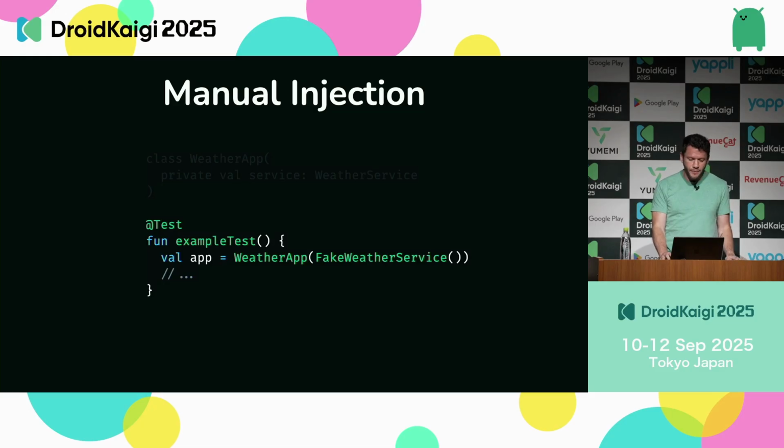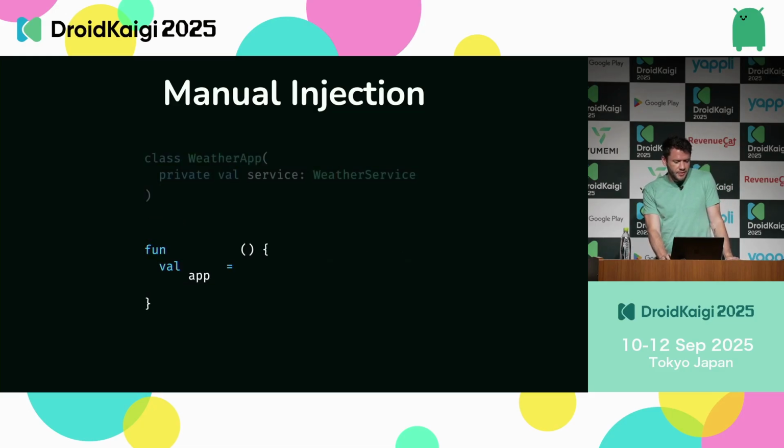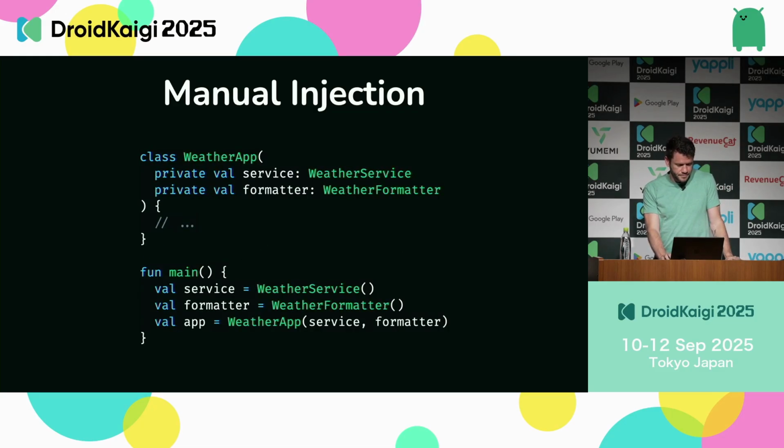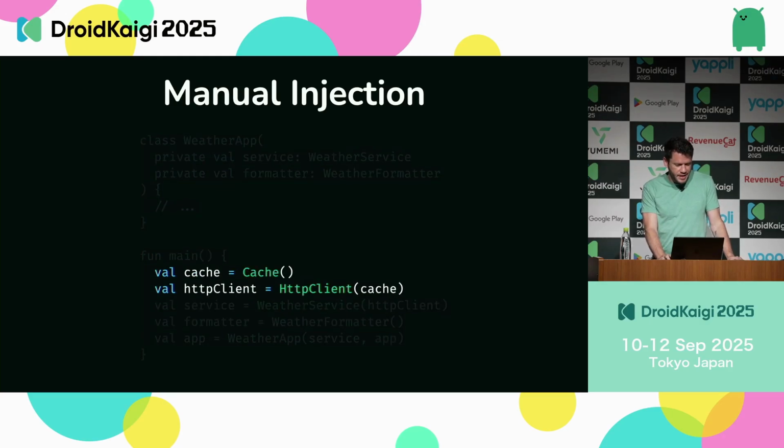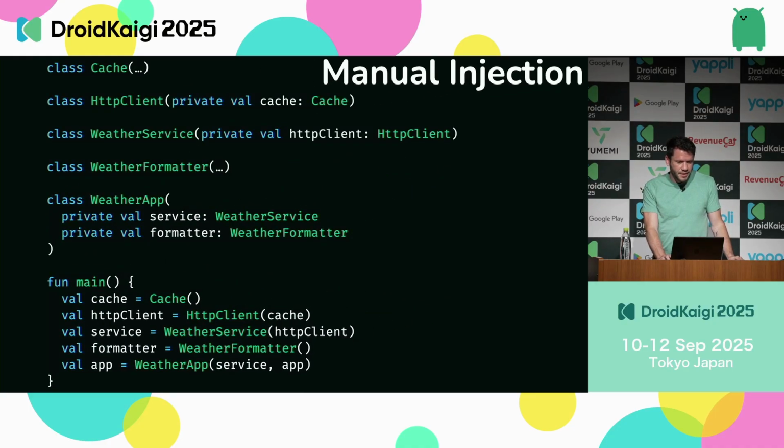Manual DI isn't free, though, because we still have all this boilerplate somewhere. It scales up pretty quick, too. Your service likely needs an HTTP client, which in turn likely needs a cache. This is really where a DI framework comes in.